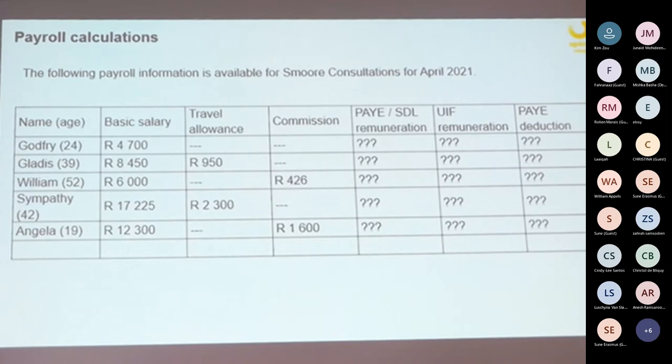Okay, now we get to the PAYE deduction. PAYE is based on, first step, the PAYE remuneration. What was the PAYE remuneration? I think it was 17,685. Don't work everything out from the beginning again. Please use the PAYE SDL remuneration, which you've already worked out. Yes, what's the second step?